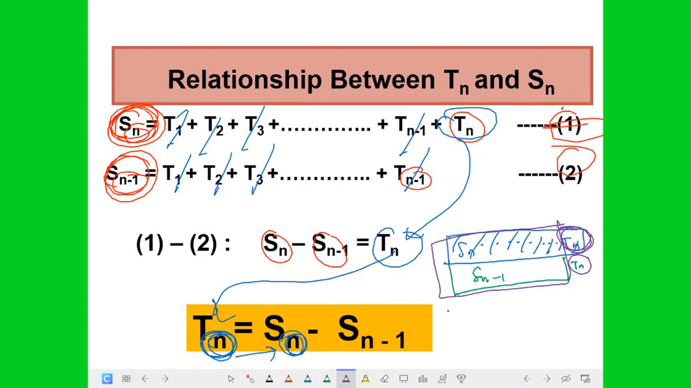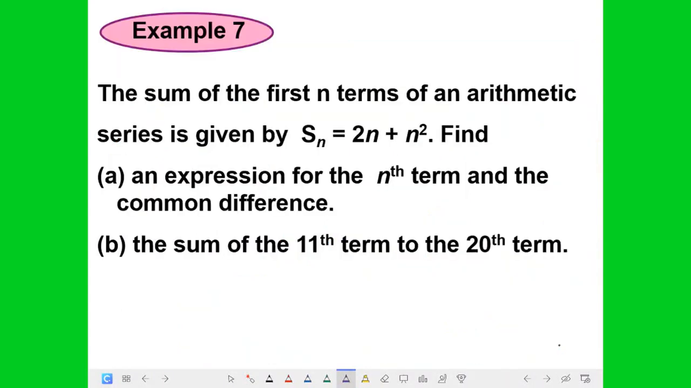Okay. So kalau let's say Tn starting Sn minus before that. Kalau saya kata Tn minus 1 starting dari S apa ni? Sn minus 1 minus Sn minus 2. Kalau you kena tahu, dia sifat important juga. Okay. Example 7.